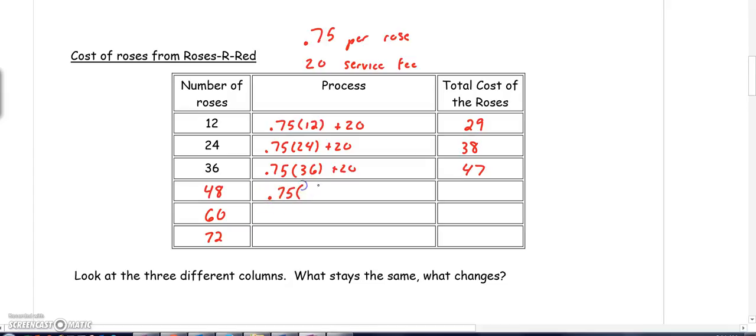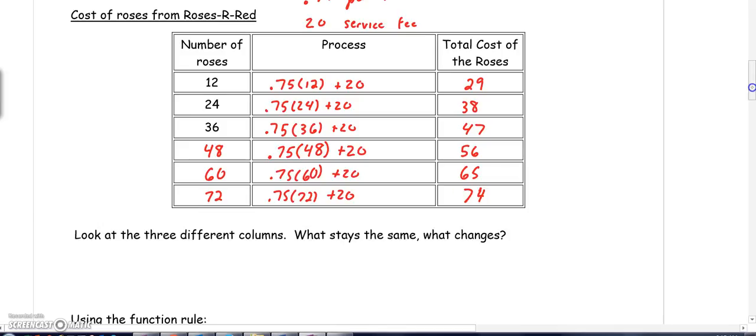So in this, I have 75 cents times 48 roses plus $20, which gets me $56. 0.75 times 60 plus 20 gets me $65. And 0.75 times 72 plus $20 gets me $74. So if I look at these columns, what's changing, what's staying the same? The price and number of roses increase, and the $20 service fee remains the same.